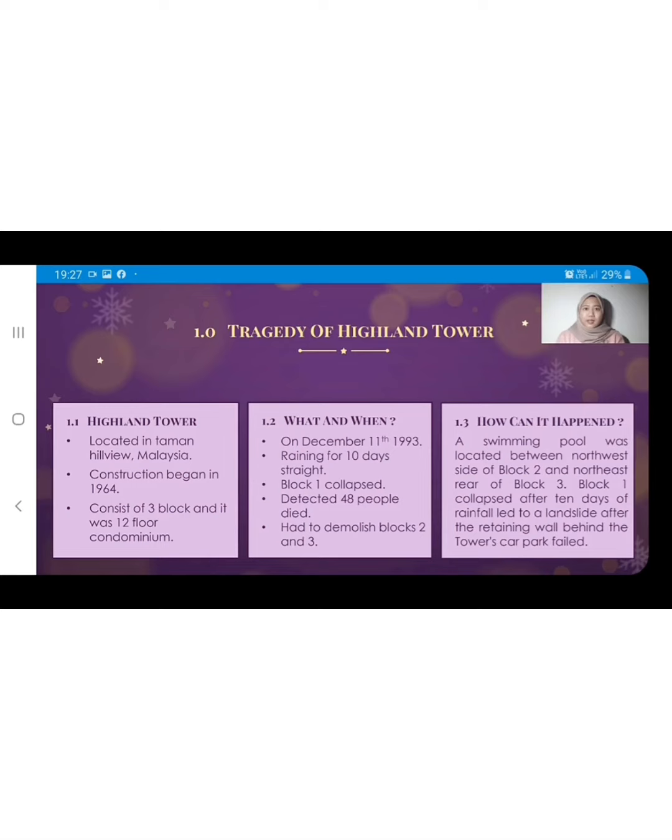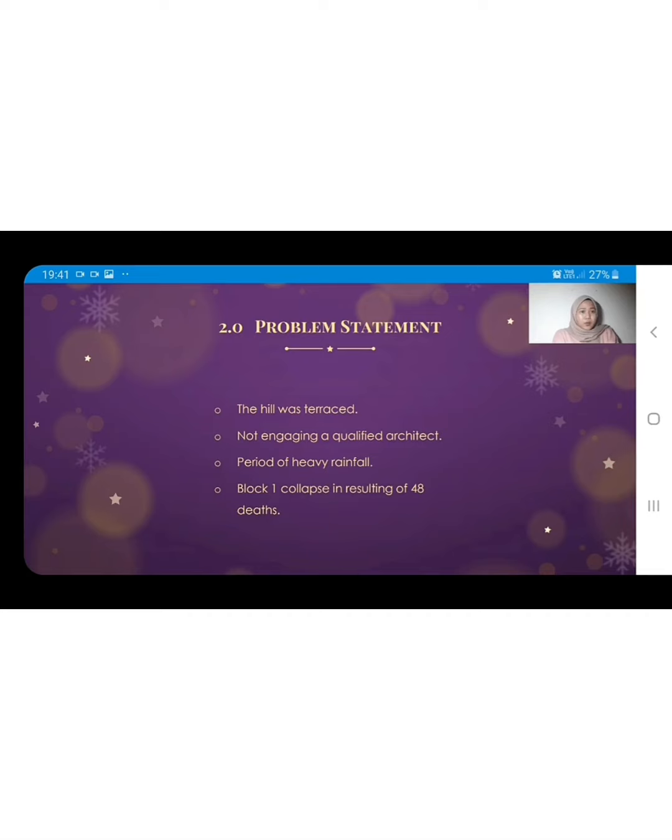By October 1992, the hill slope had been saturated with water and water was seen flowing down the hill slope and the retaining wall. Next, we move to the problem statement. There are a few problems that caused the retaining wall collapse at Highland Tower. First, the hill was terraced. The disadvantage of hill terrace is rainwater collection. Other than that, rainwater saturation. This happens when terracing retains too much water, which absorbs into the ground. The problem with ground saturation is that it can lead to water overflow during periods of heavy rain.